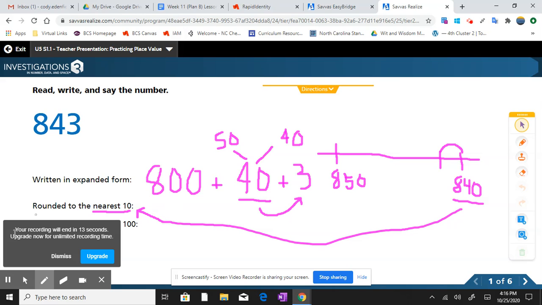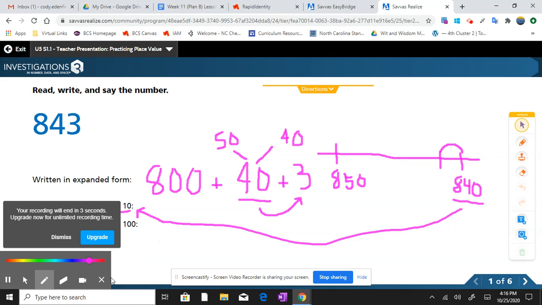Okay, now you are going to round to the nearest 100 using the same skill for the assignment. So you're going to round 843 to the nearest 100.